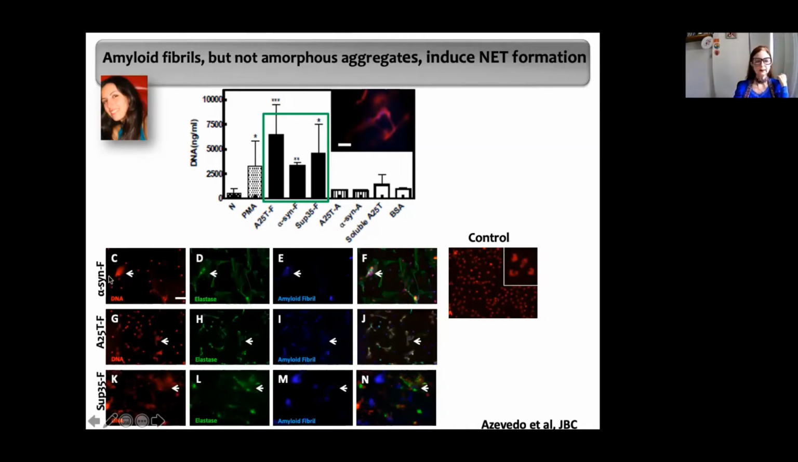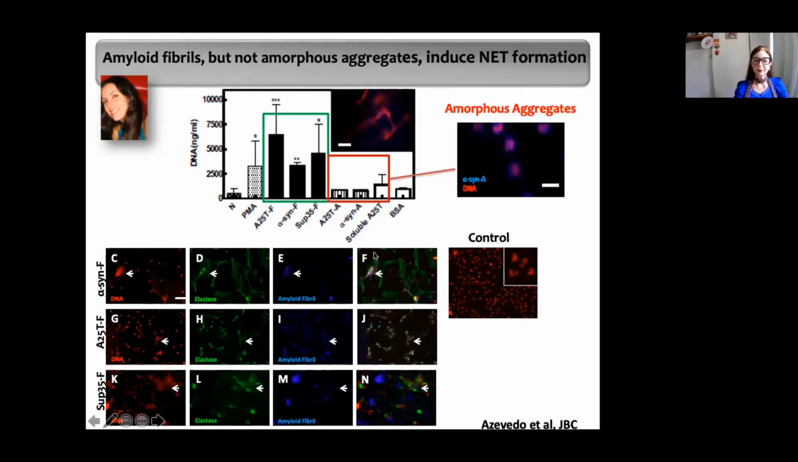So here I'm showing you the images of what we got. As you can see, incubating these neutrophils with all these fibrils, we could see the presence of these NETs. I don't know if you can see, but they are positive for elastase. DNA, we can see these clouds that resemble what is described in the field. And one thing that caught our attention is that the amyloid fibers induce NET formation, but they also get close to, are trapped by, and adhere to this DNA cable.